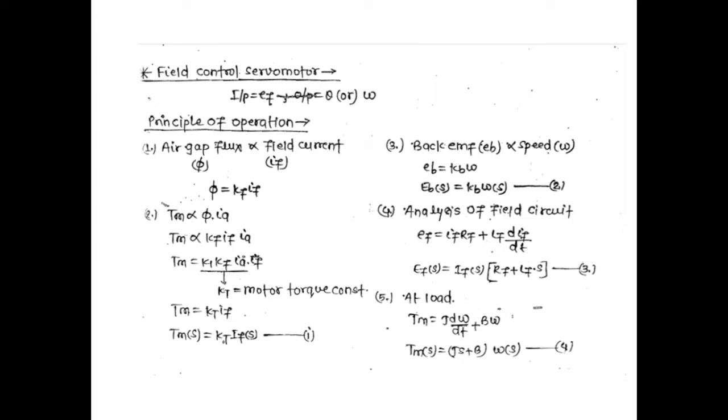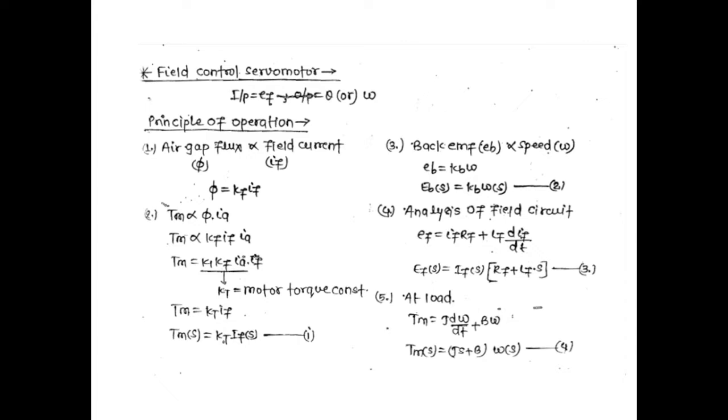From the basic principles, it is a well-known fact that the air gap flux in any DC motor is proportional to the field current, which is governed by the famous magnetic circuit rules, where flux is equal to magnetomotive force divided by reluctance. It is analogous to an electric circuit where I is equal to V by R, that is, current is equal to voltage divided by resistance. Similarly, flux is equal to magnetomotive force divided by magnetic reluctance. Magnetomotive force in any magnetic circuit is proportional to the number of turns into current.